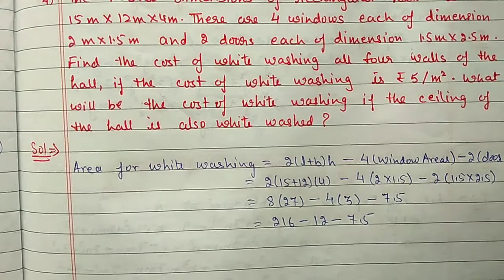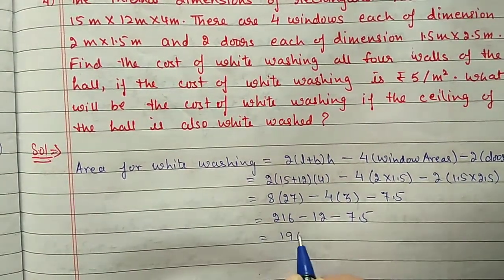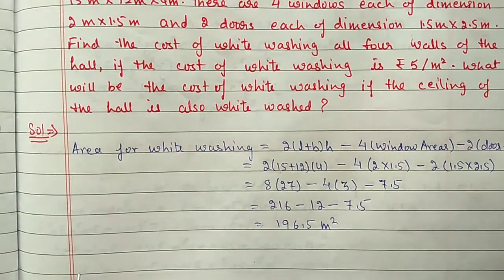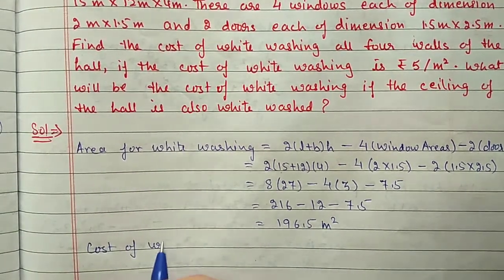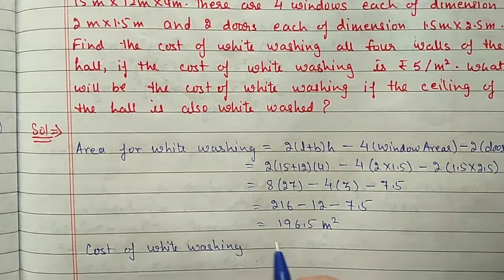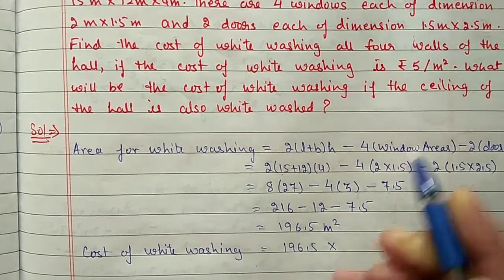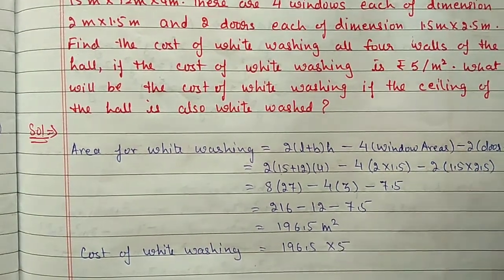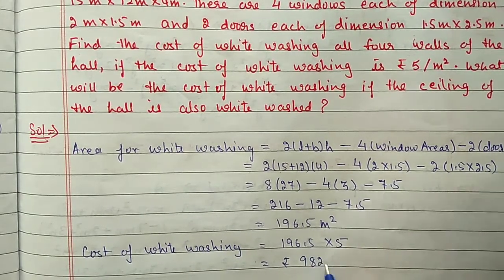So we will get this area 196.5. Then the cost of whitewashing will be: multiply the area with the money. So 196.5 into 5 rupees, because for 1 meter square the cost is 5. So we will multiply with 5. Then we will get 982 rupees 50 paise.